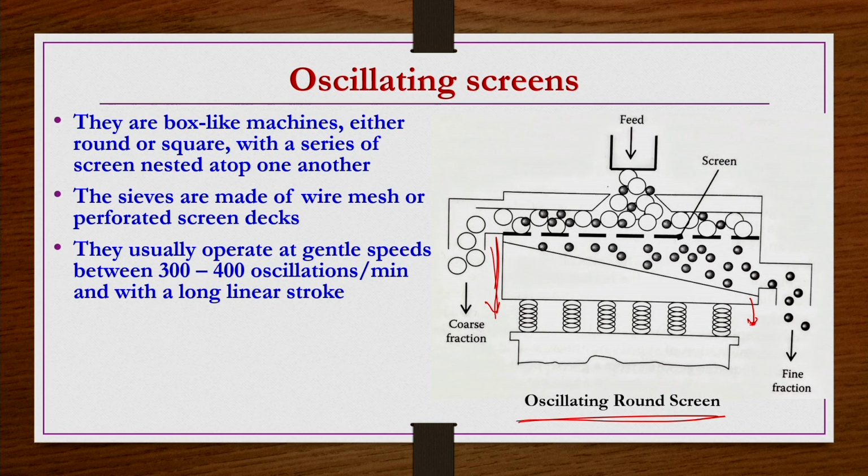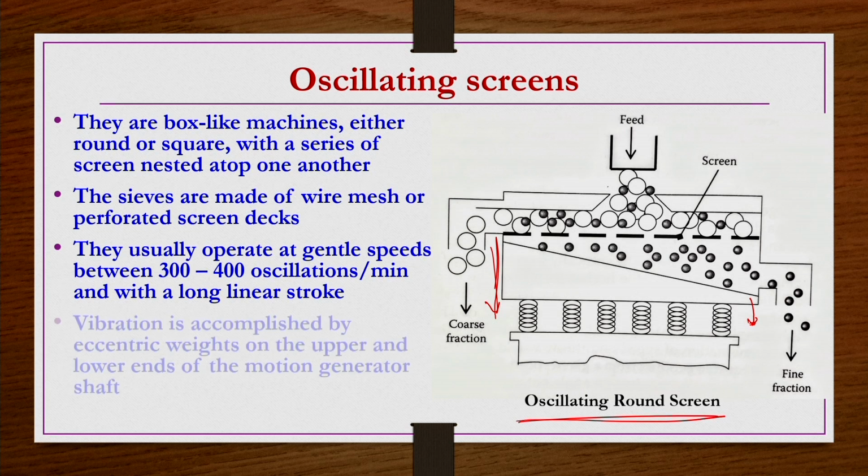They usually operate at gentle speeds between 300 to 400 oscillations per minute with long linear strokes. Vibration is accomplished by eccentric weights on the upper and lower ends of the motion generator shaft. So, there are two different weights mounted on it, an upper weight and a lower weight. Because of this, a kind of vibration is generated, and because of that vibration the particle settling takes place. The same figure is shown here.